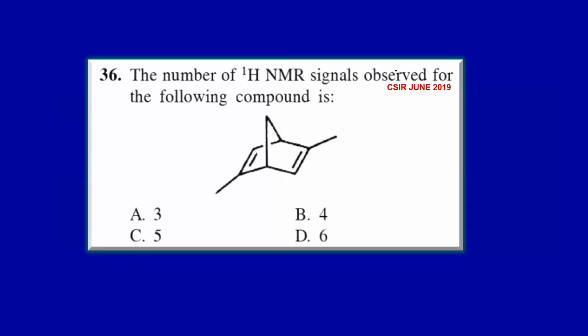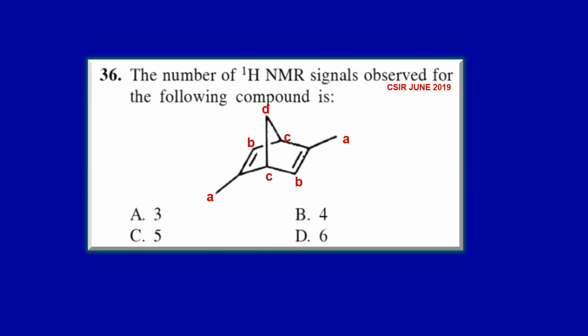So this has appeared in June 2019 CSIR. So how many signals are observed in the HNMR spectra? Look at here. I think this is similar to this one naturally. Yes. Then these 2 are similar. Okay, let's look at these 2 are similar. So naturally, this must be similar to this one. So these 2 again.